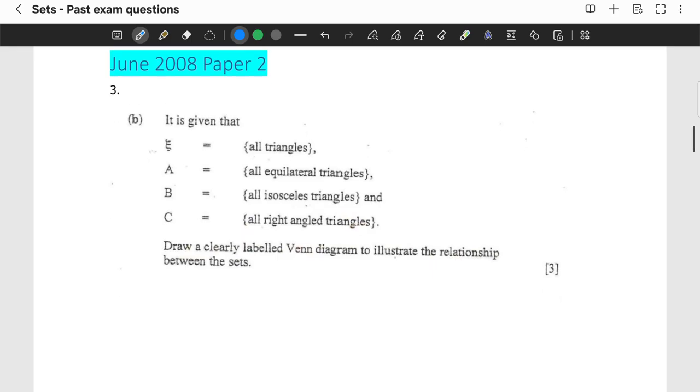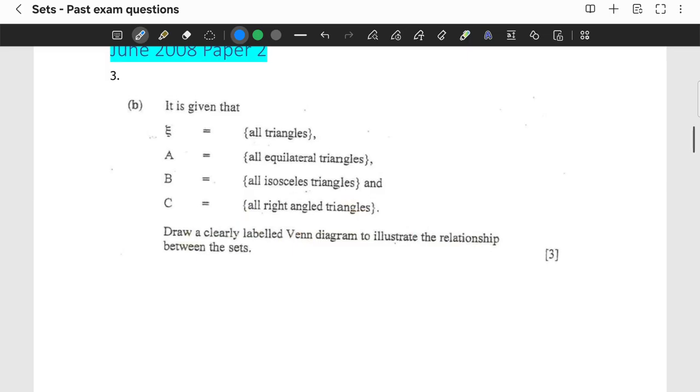Then we go to the next question, which is from June 2008, paper 2. It is given that the universal set is all triangles. A is a set of all equilateral triangles. B is a set of all isosceles triangles. And C is a set of all right angle triangles. Draw a clearly labeled Venn diagram to illustrate the relationship between these sets.